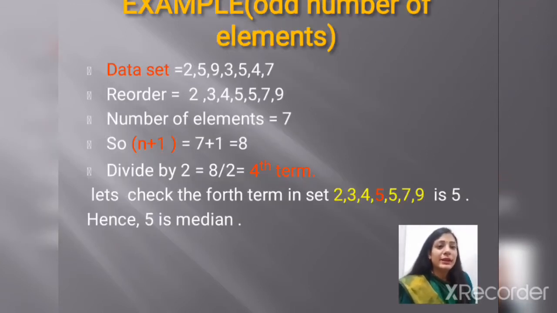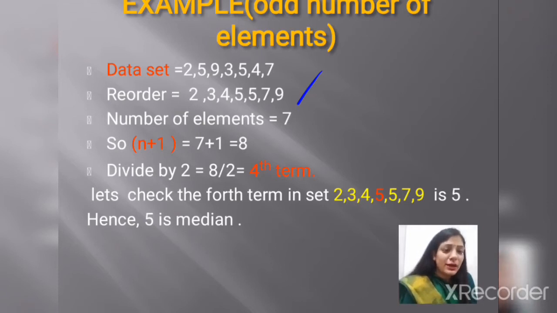Let's see an example. The data set given to us is 2, 5, 9, 3, 5, 4 and 7. Now we first have to convert it into ascending order. So it becomes 2, 3, 4, 5, 5, 7, 9.